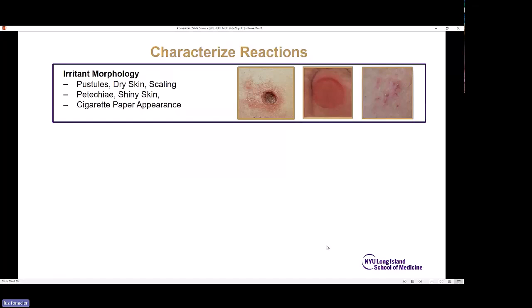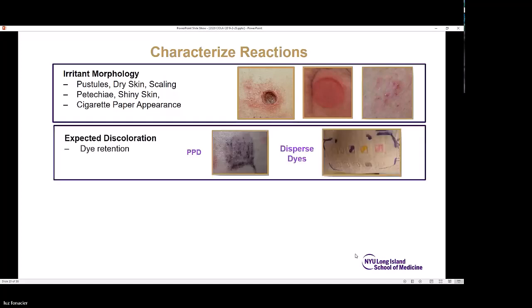Okay, how will you characterize your reactions? Irritant reactions. The first and second are obviously irritant reactions. They have pustules, they have scaling, they have some petechiae, and they have shiny skin, especially the first two, and the cigarette paper appearance. The last one is a very common irritant reaction to metals. What you see are almost little papules, follicular lesions actually seen around the hair follicles.